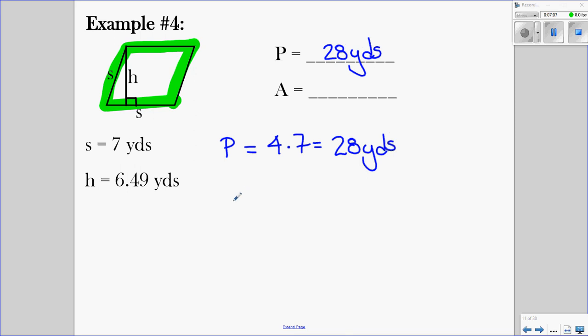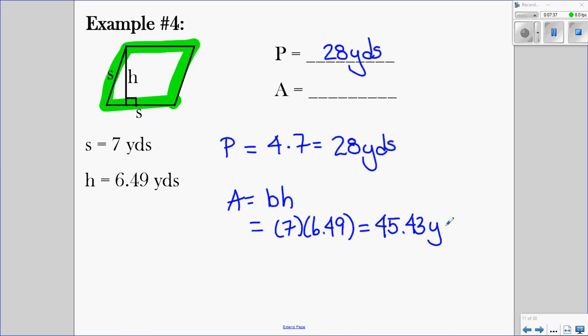And then for the area, since this is a parallelogram, even though it's the same sides, and we have the height, it would be base times height. So we have the base, which is 7, and then the height, 6.49. Multiply those two, and that gives us 45.43 square yards. Put that.